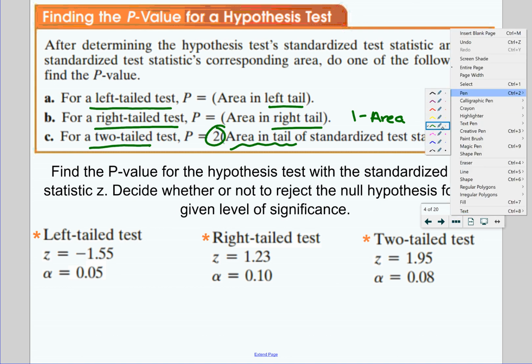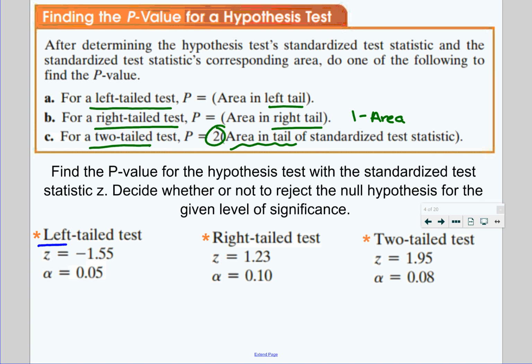So the first one is a left tail test, and they're giving us this standardized test statistic, a z-value that's been calculated for us already. We will eventually, when we do the hypothesis test, calculate z on our own. We already know how to do that, though. That's not a new formula. All right, so z's been found.